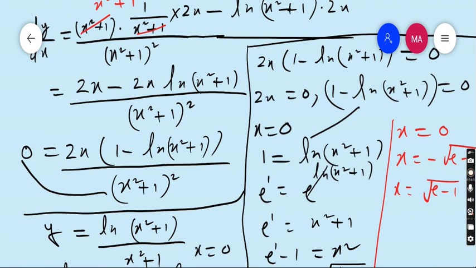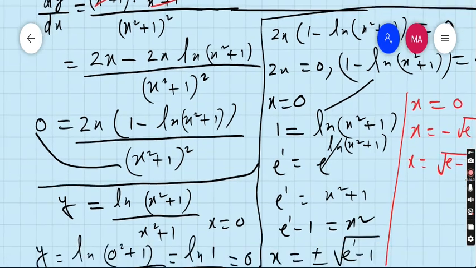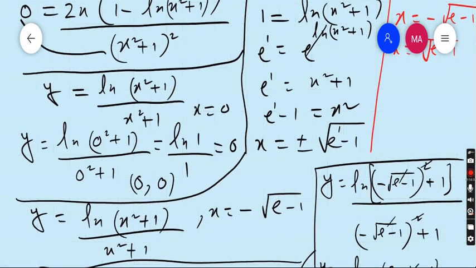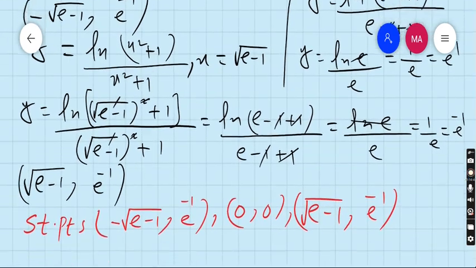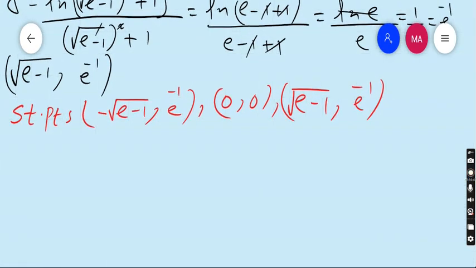This is our dy by dx. So I am writing this dy by dx. Very important question according to examination point of view, and very knowledgeable as well.